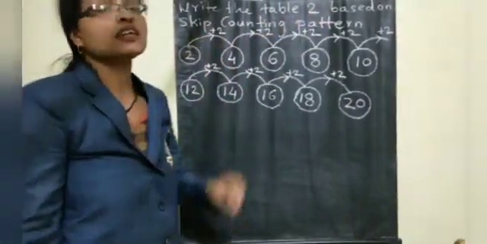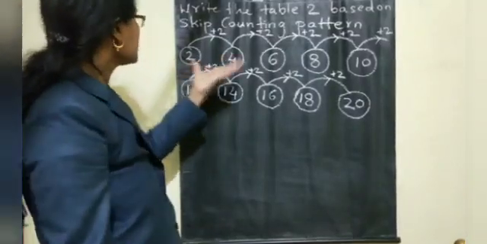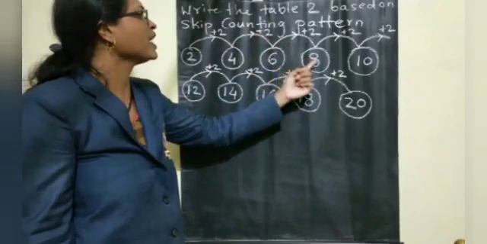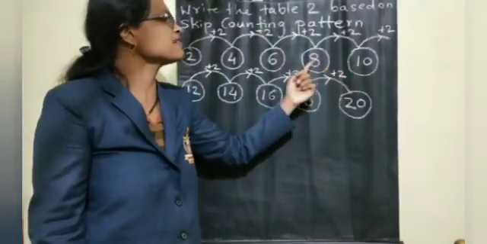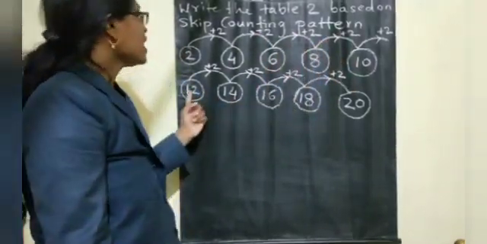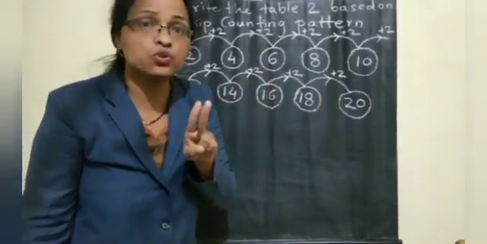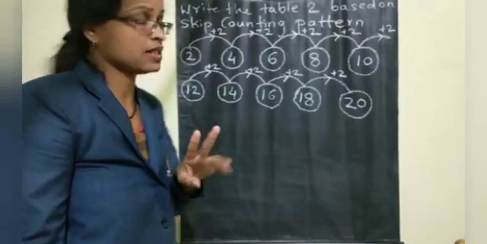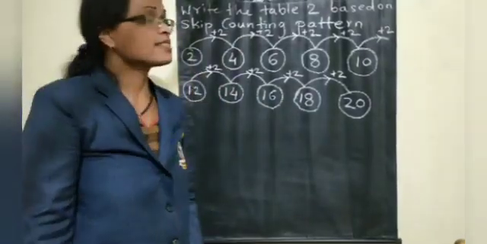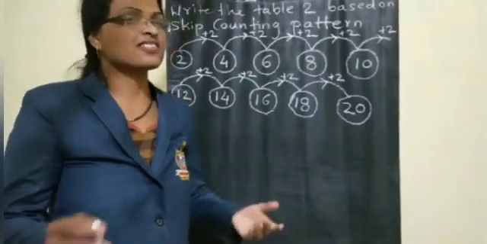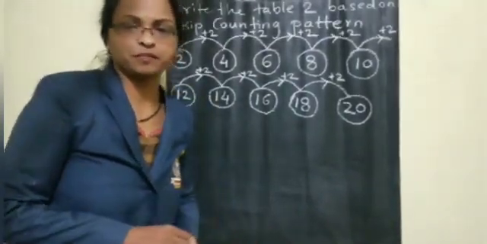In skip counting the 2 table, we always skip by 2 numbers. If you see, 4 minus 2 you will get 2, 6 minus 4 you will get 2, 8 minus 6 you will get 2, 10 minus 8 you will get 2, 12 minus 10 you will get 2. So all have a difference of 2, skipping of 2 numbers. This is called a skip counting pattern. Understood? So let us try the next example.